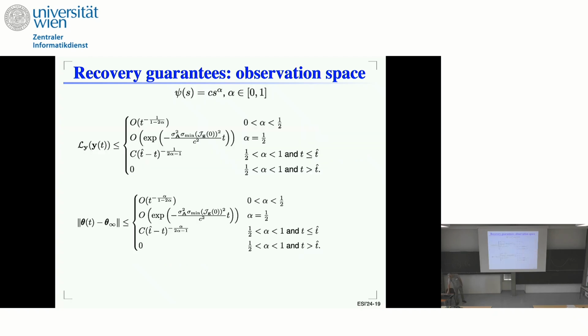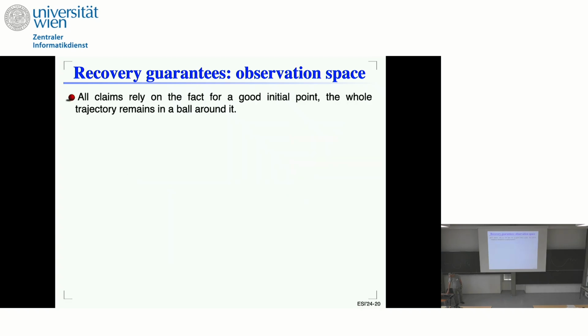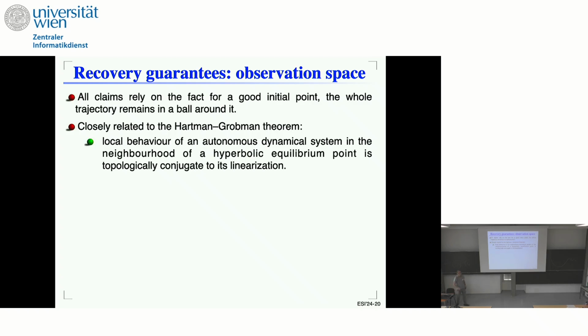Okay, so here you have the rates. This is quite usual for people who are used to KL inequalities. So we have a sublinear rate if the desingularizing exponent in the Łojasiewicz case is between 0 and 1/2, you have a linear rate for alpha equal to 1/2, and otherwise you have finite termination. Okay, so basically, this is what I was saying. It's going to remain around the ball.